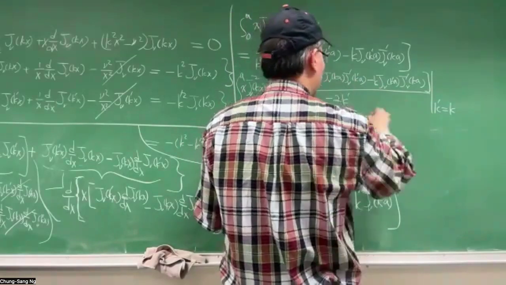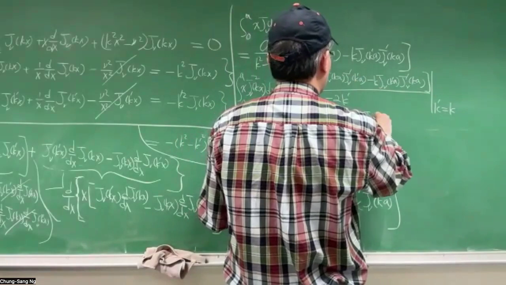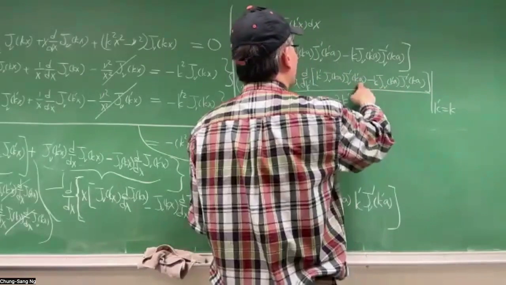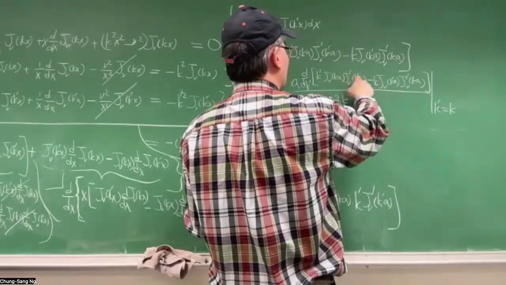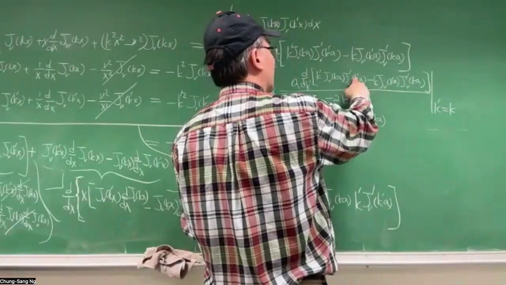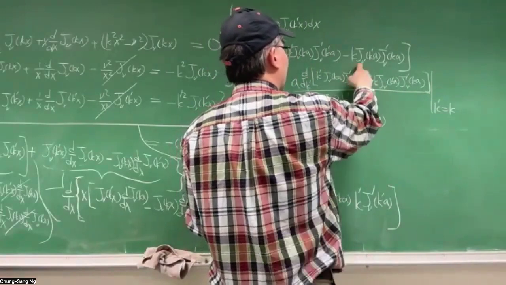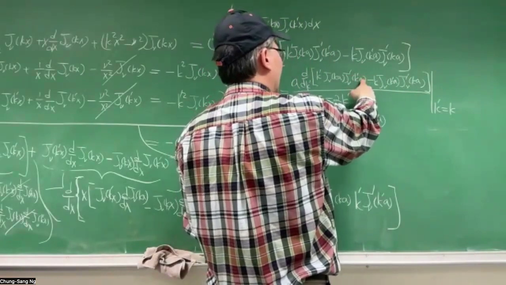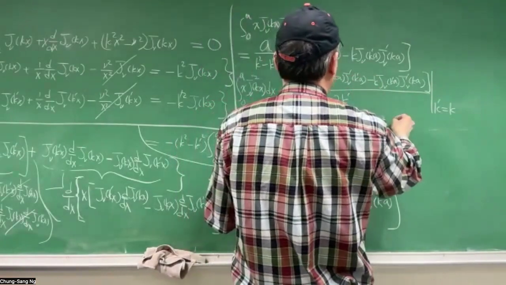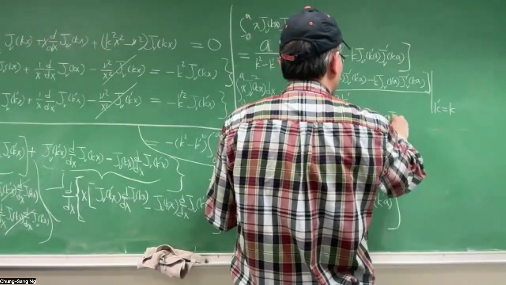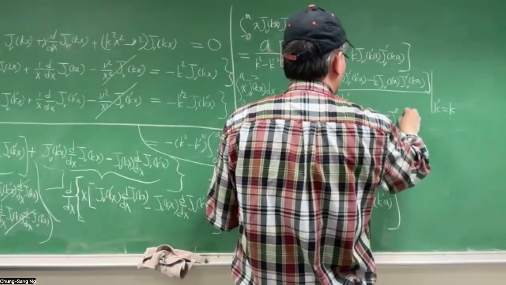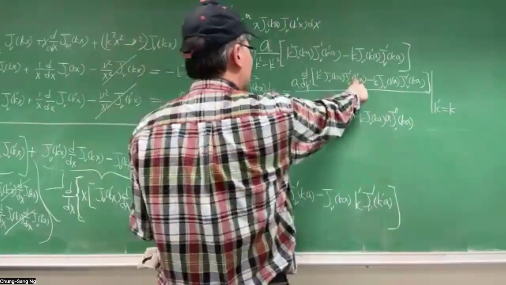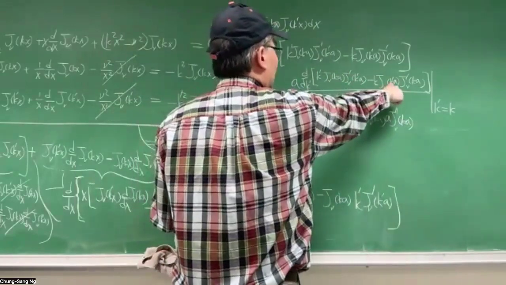k prime times this k prime, I can change to k, J nu of ka, and take the derivative of that one, meaning you take a derivative of the argument, which now becomes a double prime, and then take the derivative of the argument with respect to k prime, we get an extra factor a out. We get the a J nu double prime. And now you can set k prime to k. So that is this one. And finally, take a derivative of this one.